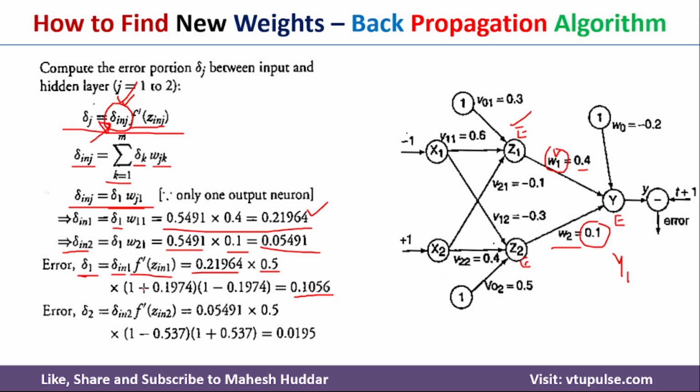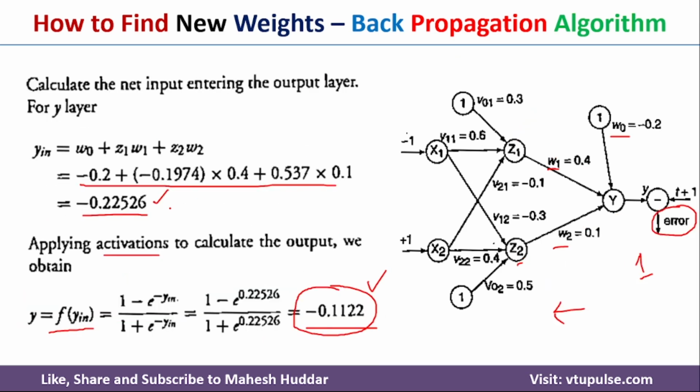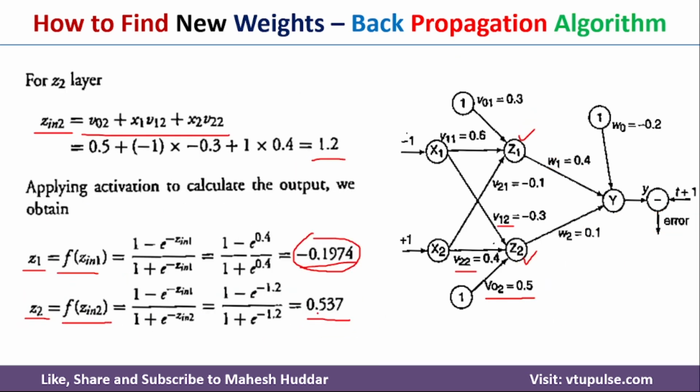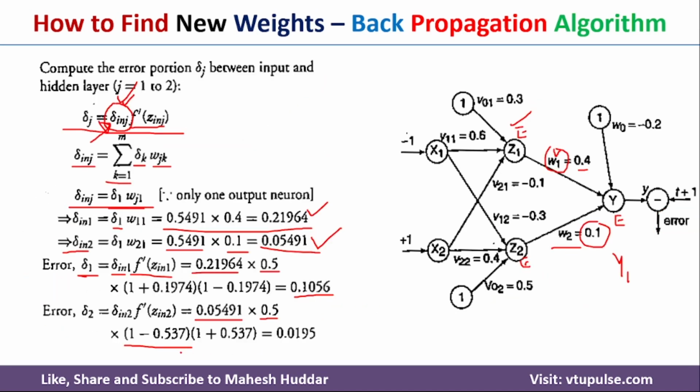Similarly, we need to calculate the error at z2 also. Delta 2 is equivalent to this term. The first term is delta in 2, which we have already calculated. That value is 0.05491, multiplied by this f dash term. The f dash term is alpha divided by 2, multiplied by 1 minus 0.537, 1 plus 0.537, that is 1 minus f of z in 2 here. F of z in 2, which we already calculated, is 0.537. So one time it becomes minus 0.537, second time it becomes plus 0.537, and we get 0.0195 over here. So we have calculated the error at z1 and the error at z2.